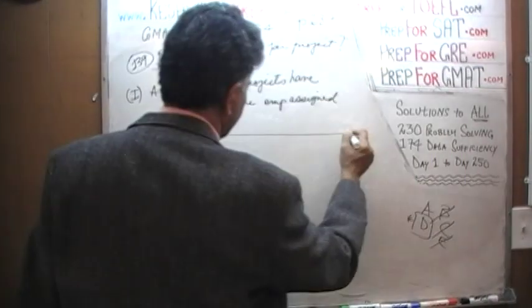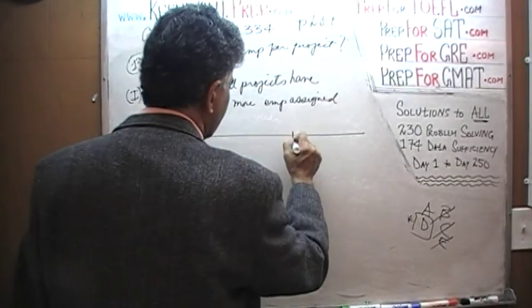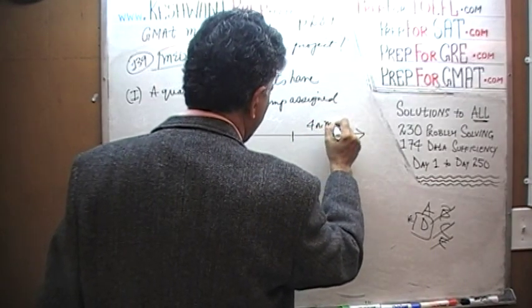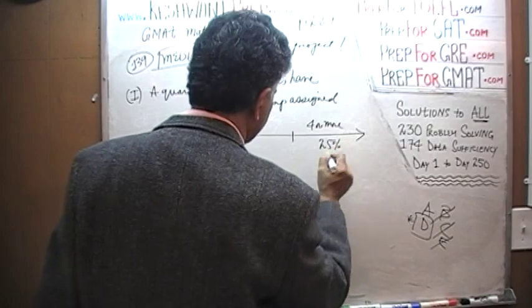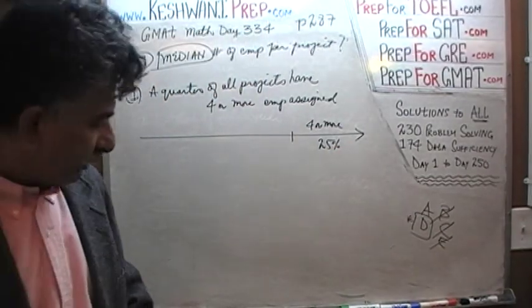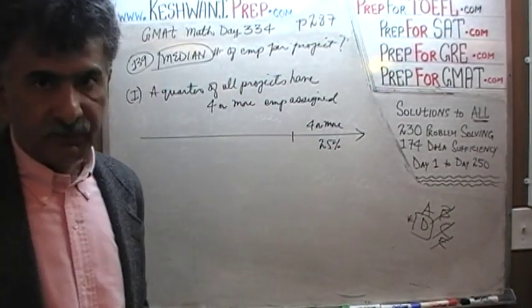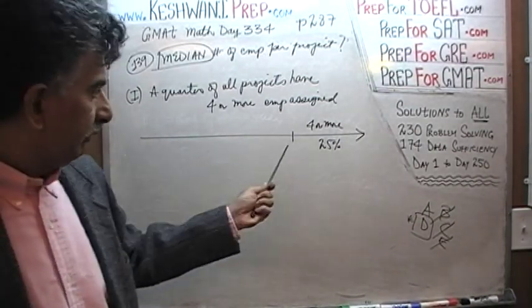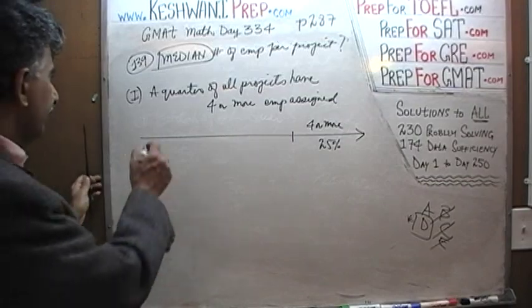So if we represent here the number of employees on this line here, a quarter of them have four or more assigned. 25% of all the projects have four or more people assigned to them. Is that enough for us to figure out the median, which is the middle 50%? We know the top end, we know nothing else. The first statement by itself is not enough.